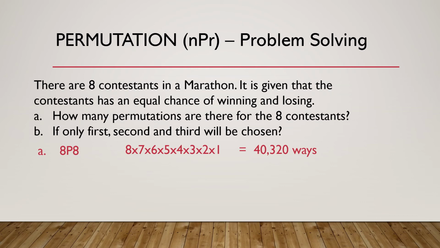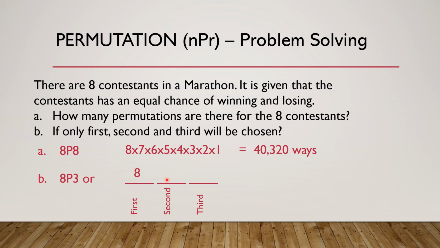What about if only the first, second, and third will be chosen? From the 8 contestants, we are going to choose only the first, second, and third. So 8 taken 3, or you could use the counting techniques. We have 3 unknowns here: the first, second, and third. For the first place, since there are 8 contestants, there are 8 choices. For the second, what do you think would be the number here? It would be 7.